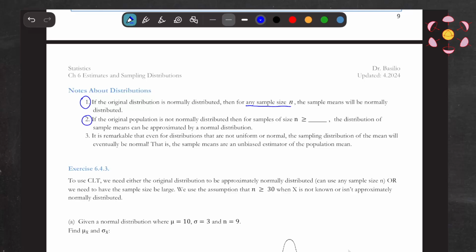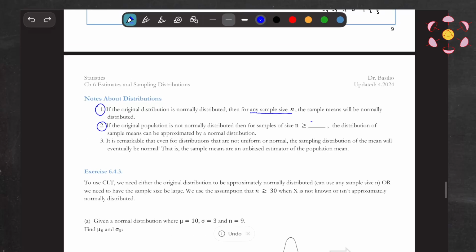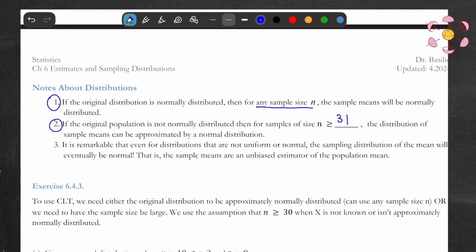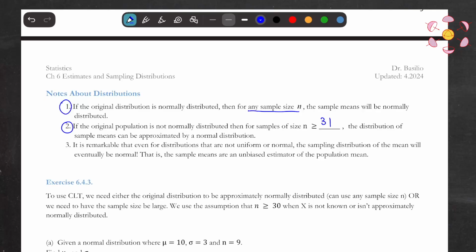So number two, if the original distribution is not normally distributed, then for samples of size greater than or equal to 31, okay, that's our assumption. Remember, n bigger than 30 or bigger than or equal to 31. That's the sample size we need so that we can assume that the sampling distribution is normally distributed.